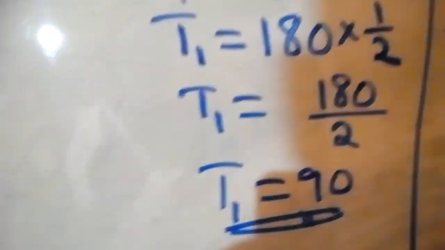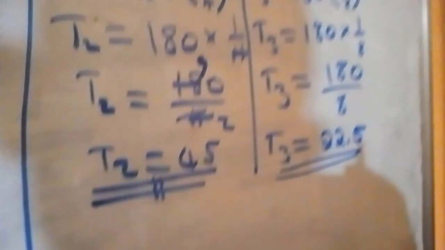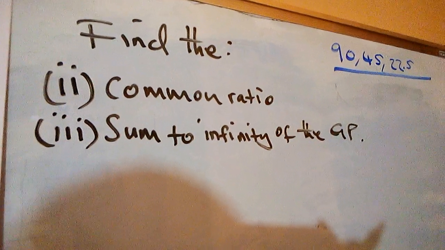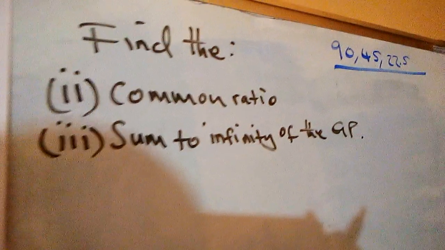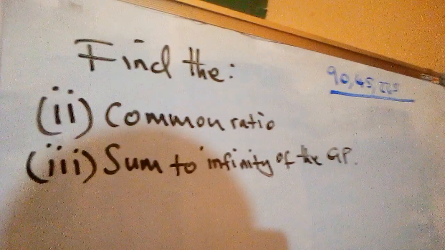So the first three terms have been found. These are 90, 45, and 22.5. Let's move on to the second question. Let's now look at the second and third questions. Take note, we're going now to find the common ratio.